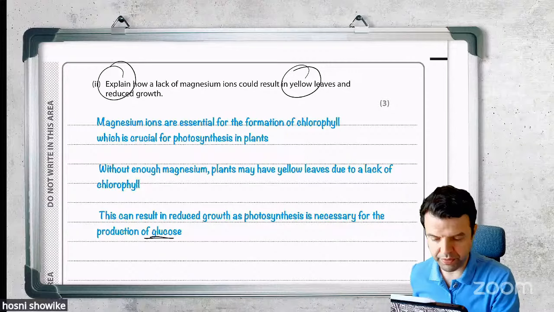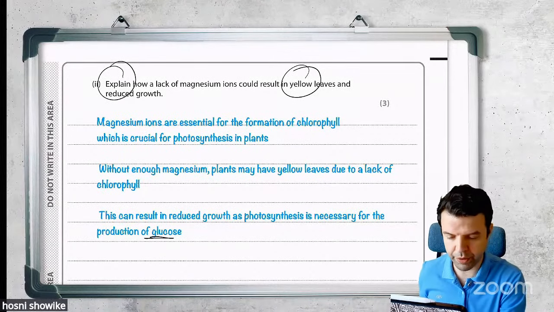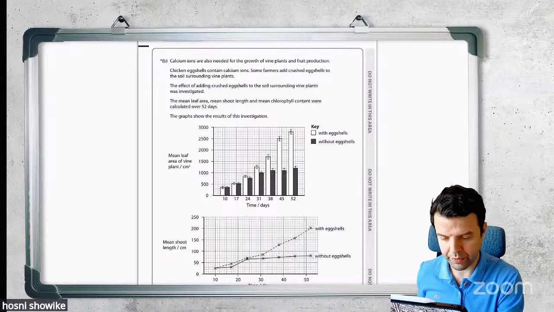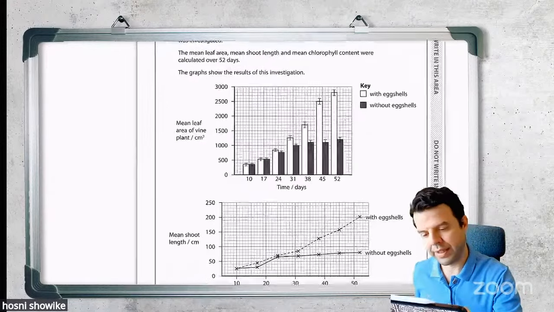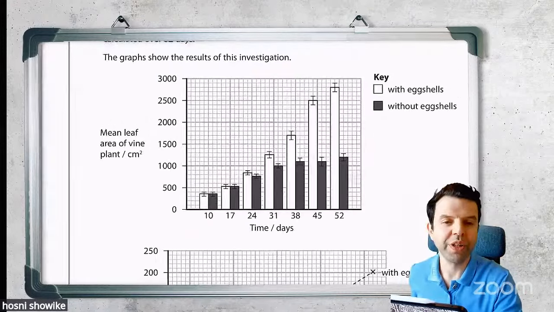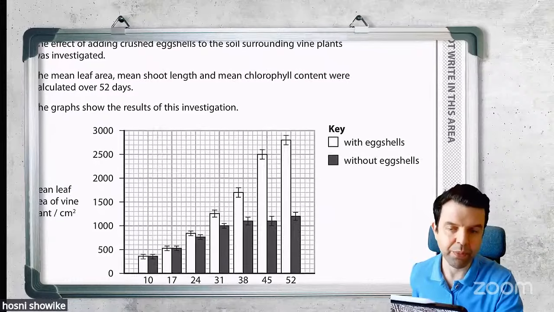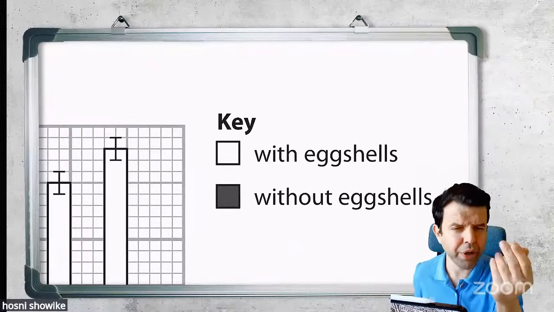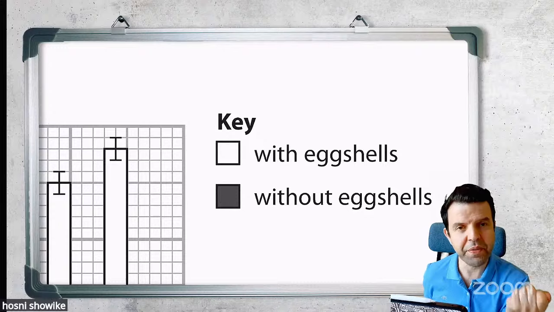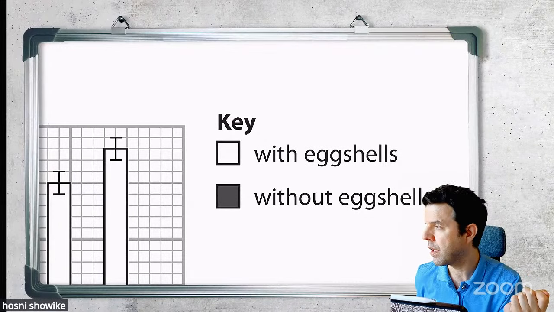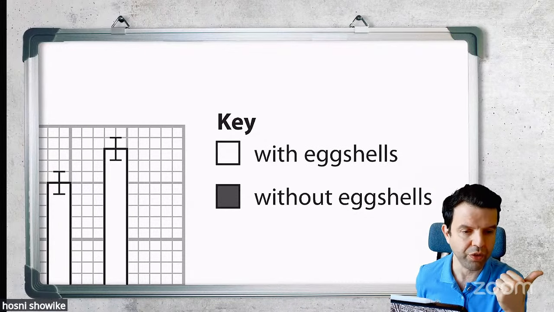Here comes that 6-mark question. What is this about? It is about adding calcium. So you see those eggs they're adding, they're breaking eggshells and providing them into the soil of the plants as a source of calcium.